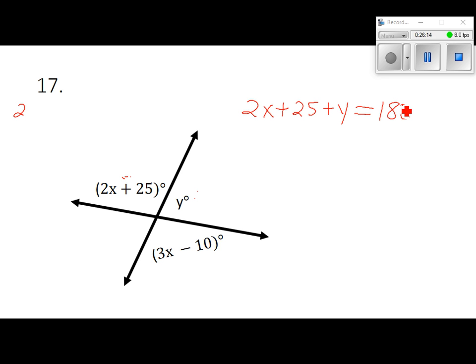2x plus 25. 3x minus 10. Is that right? I can get up to do this one. Solve that.